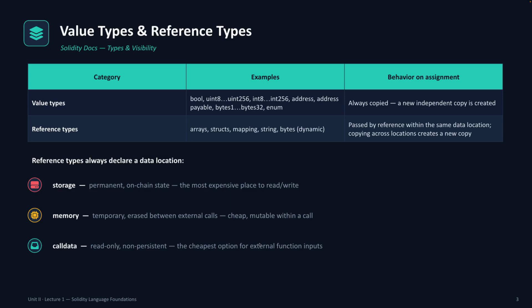What is storage data location? It is permanent, on-chain state, and the most expensive place to read or write. What is memory data location? It is temporary and it is erased between external calls. It is cheap, mutable within a call.